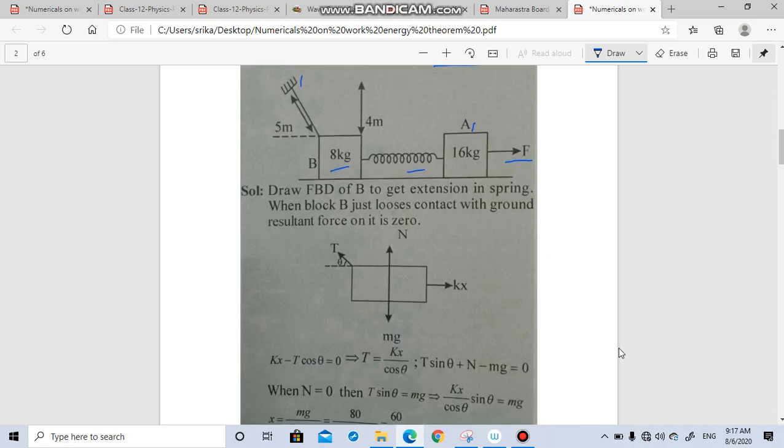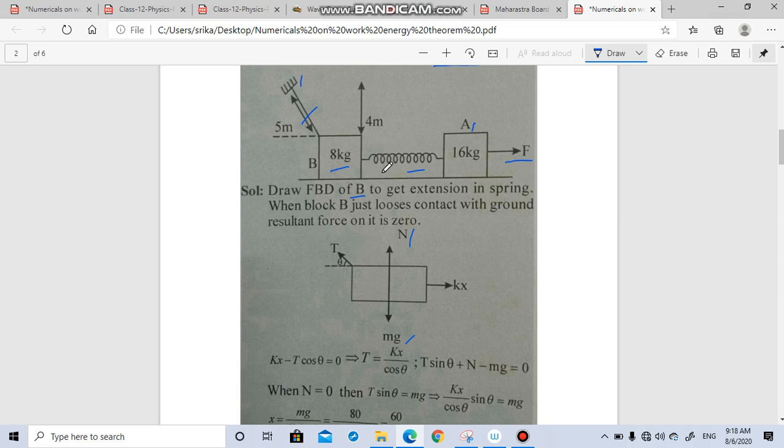For this type of question, what you are supposed to do is first draw the free body diagram of B. If you draw the free body diagram, you have to identify the forces acting on B. So its weight is acting downward. Because it is in contact with the ground, the normal reaction is acting upward. If you cut a section here, you will see the tension. This tension is making angle theta with the horizontal.